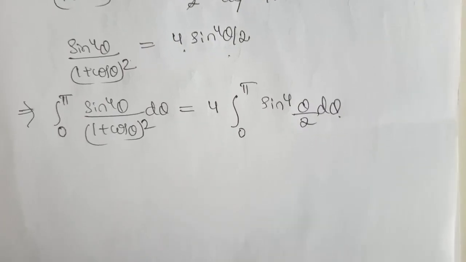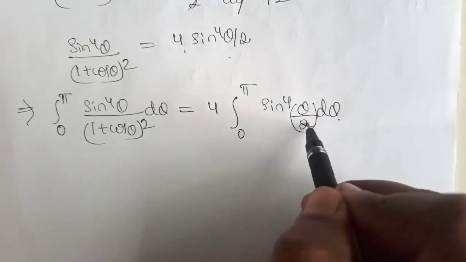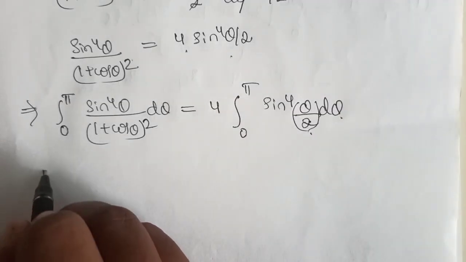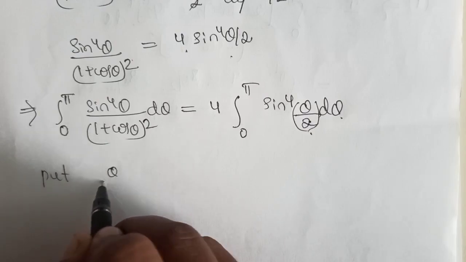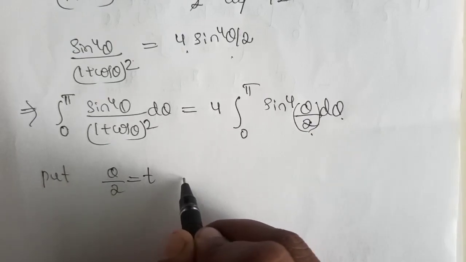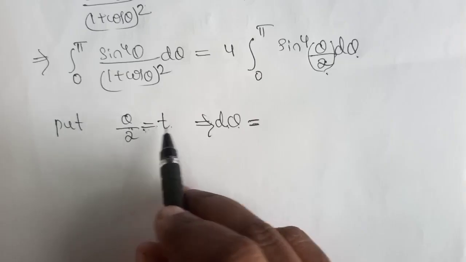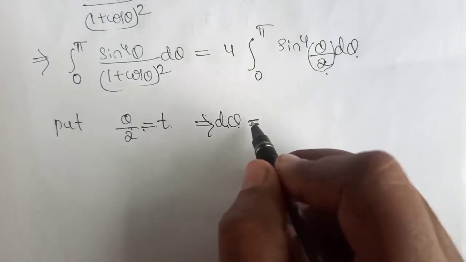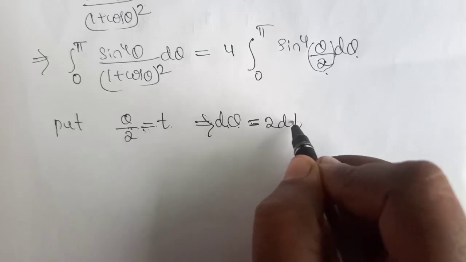So here we have theta by 2. For this we substitute theta by 2 equals t. So differentiating this one, we get d theta equals 2 dt.